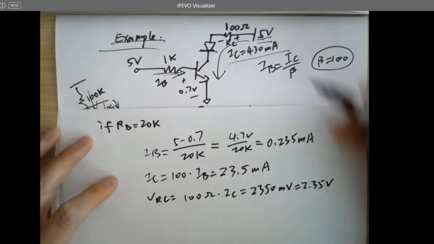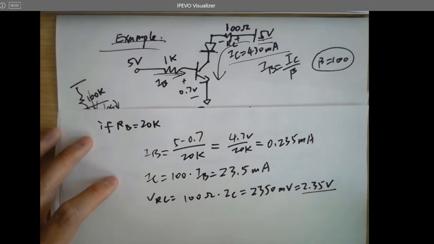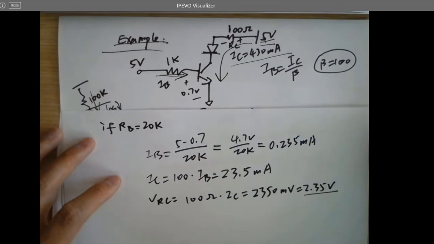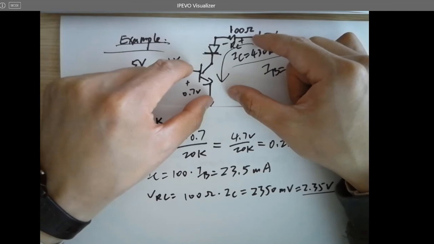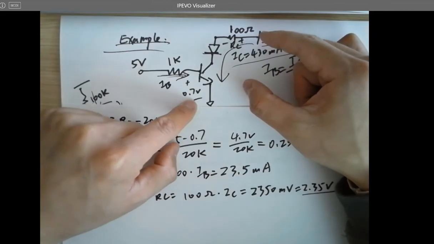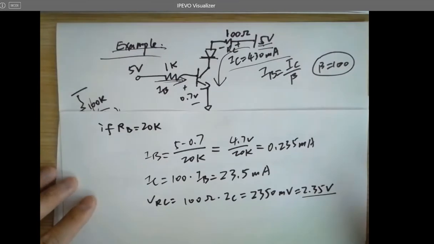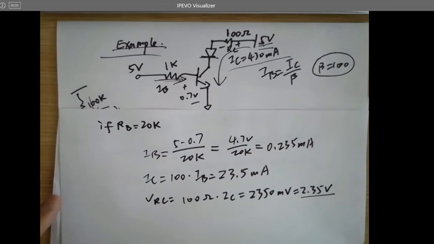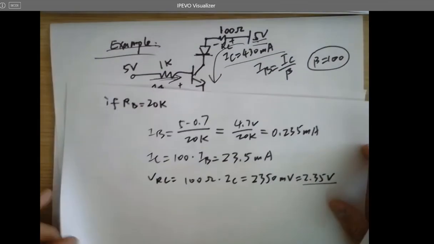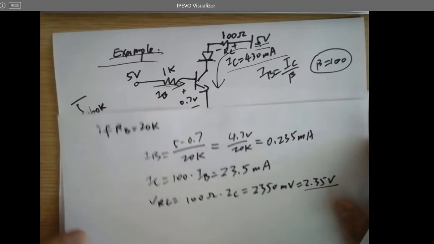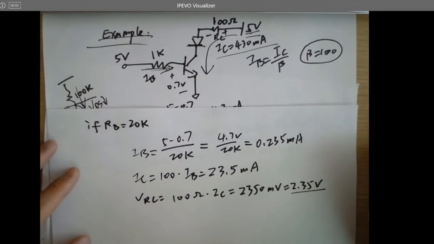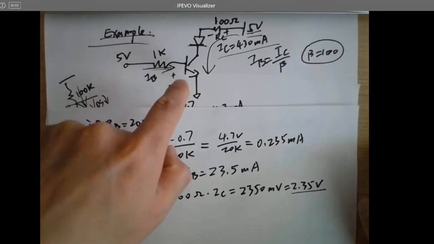And if you use the 5 volts minus 2.35 volts, you are getting like 2.65 volts, which is larger than 0.7 volts, way larger than that. Which means your CB junction is reverse biased, so you can operate in active mode. That making sense? And that's the very fundamental operation for NPN junction.